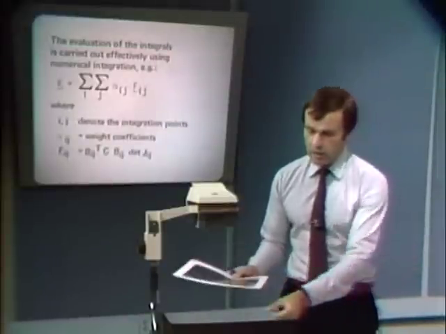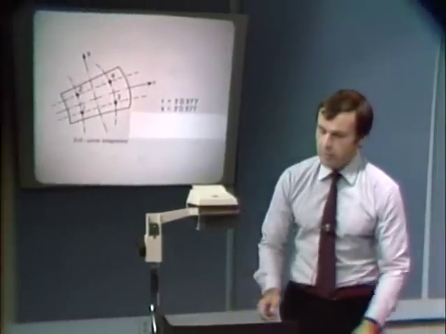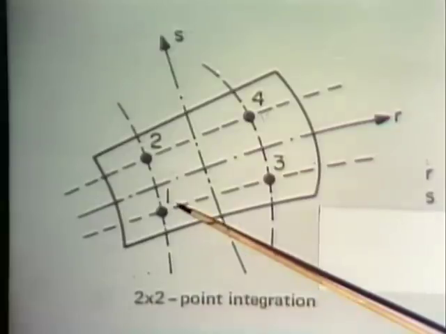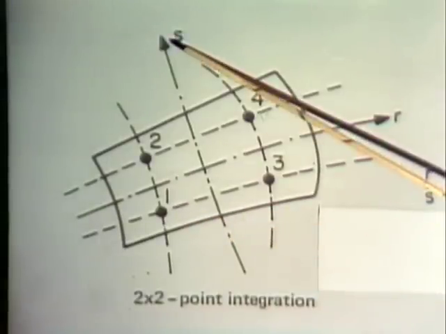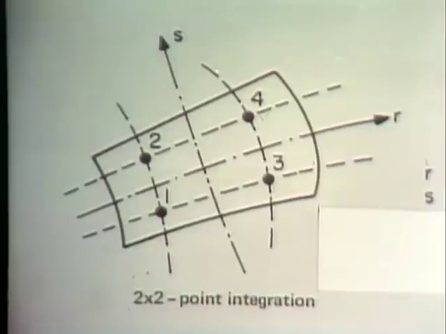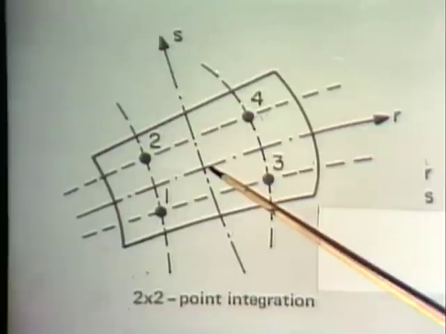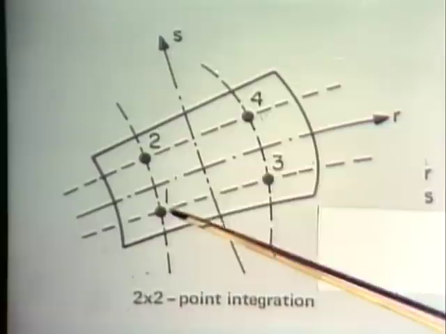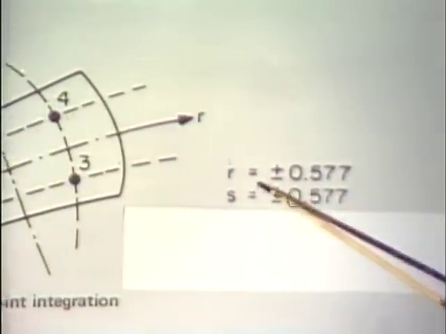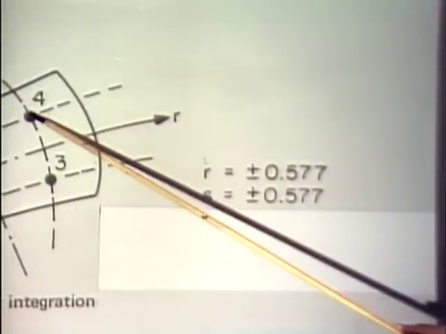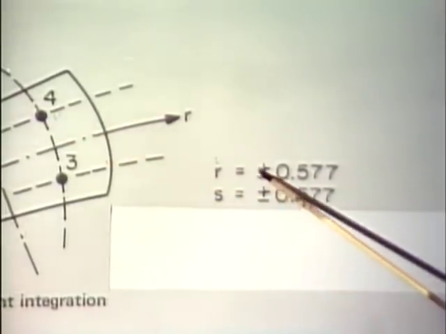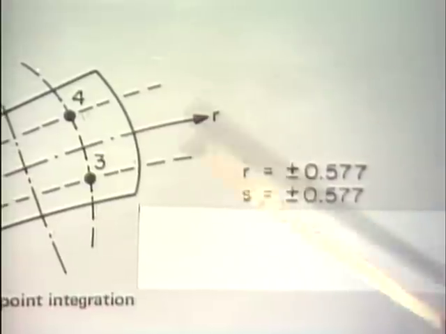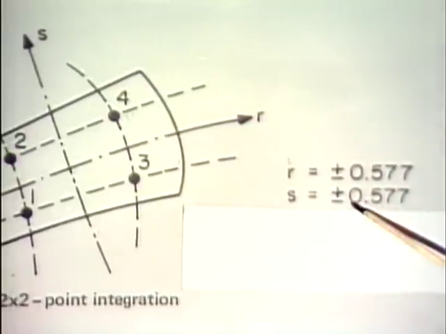Well, in 2-point integration, 2-by-2 integration, in isoparametric finite element analysis, we would use 4 points altogether. 2-by-2 means 2 points in this direction and 2 points in that direction. In 3-dimensional analysis, we would of course talk about 2-by-2-by-2. We would have another 2 points in this direction, in the t direction. These points in Gauss integration are given by these values here. In other words, point 4, for example, would have the values r equal to plus 0.577 and s equal to plus 0.577. Point 1 would have the same values but both negative.